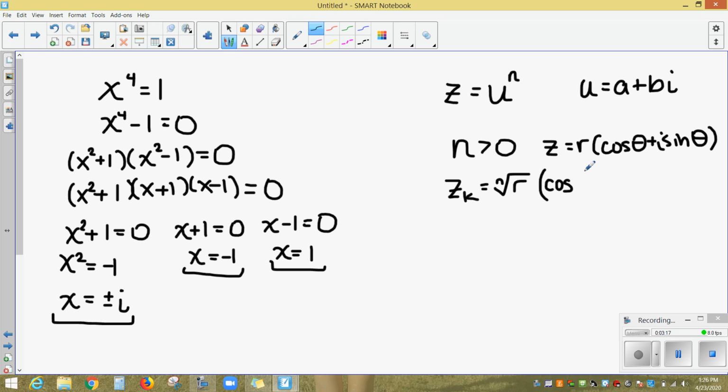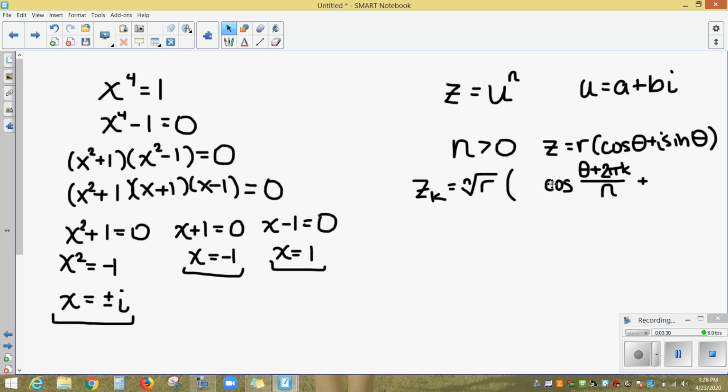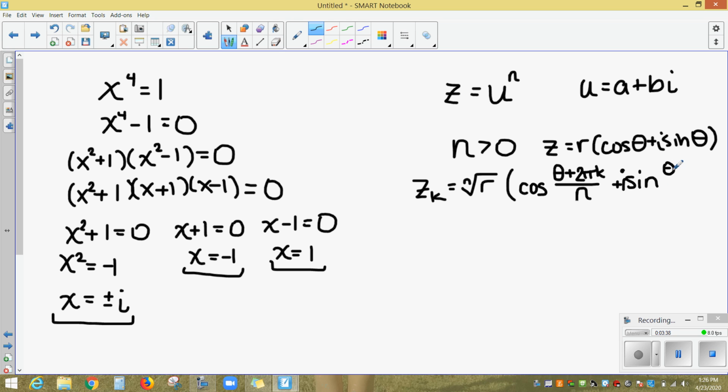times cosine of theta plus 2 pi k all over n plus i times the same thing, and I didn't leave myself enough room. i times sine of this. The 2 pi k has to do with the period of the sine and the cosine, and that's for k from 0 to n minus 1.